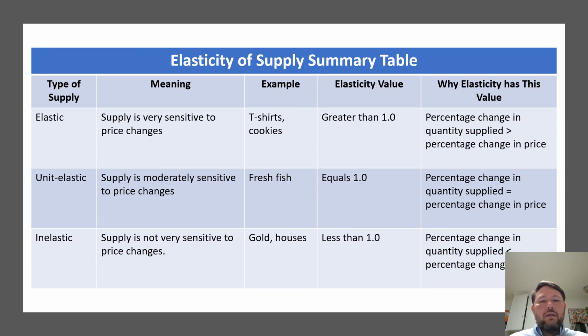So again, elastic means that supply is very sensitive to a price change. Unit elastic means that supply is moderately sensitive to a price change, and the percent change in quantity supplied equals the percent change in price. And for inelastic supply, supply is not very sensitive to price changes.